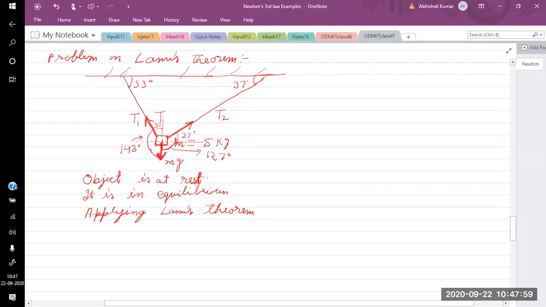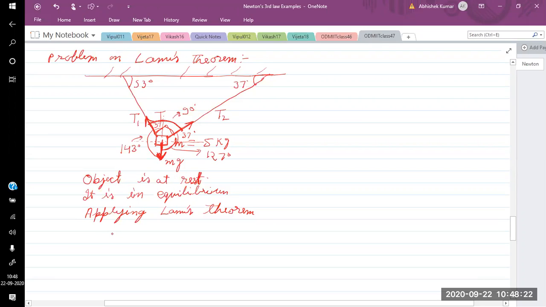So the left-hand side is 143 degrees, the right-hand side is 127 degrees, and the upper one will be how much? 37 and 53, so this will be 90. Because these three are forming a right-angled triangle. This is actually a right angle, because 53 plus 37 plus 90 is total 180. So these are the three angles.